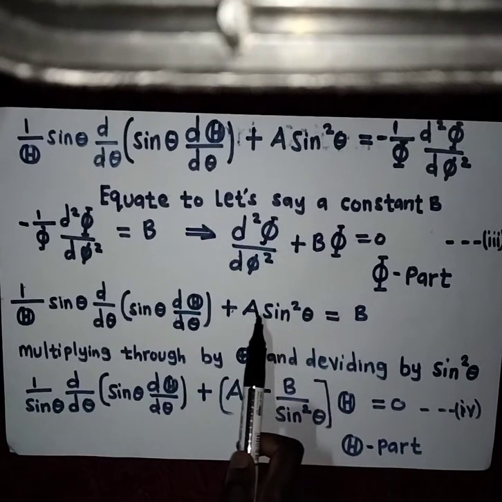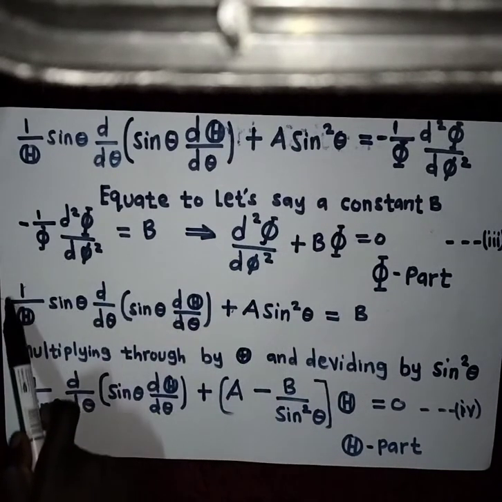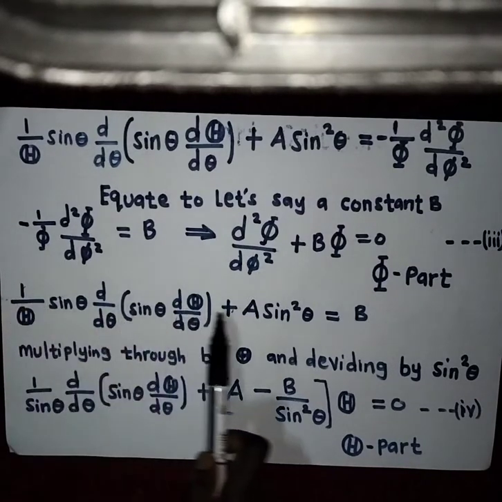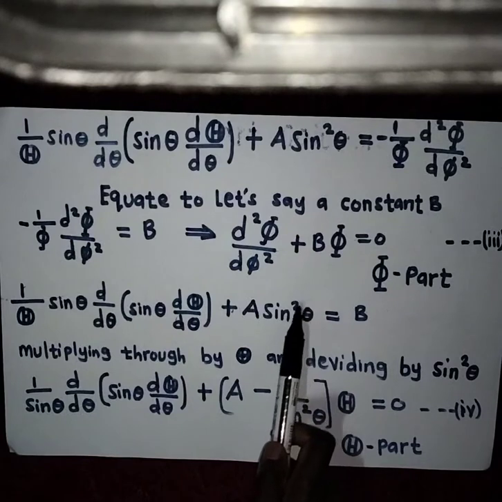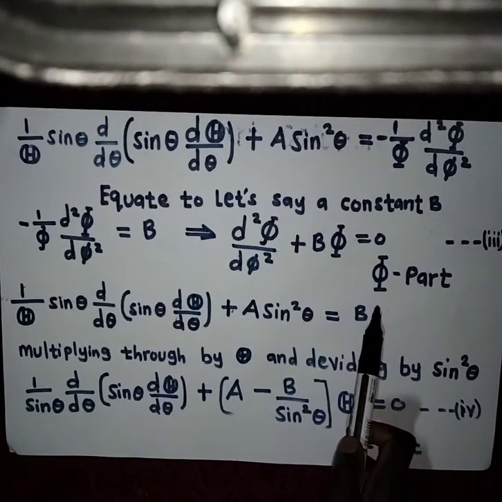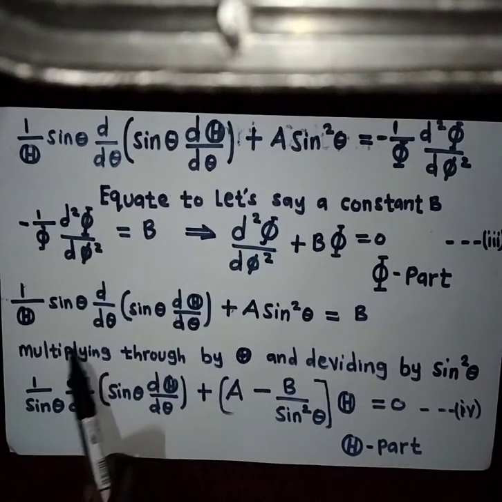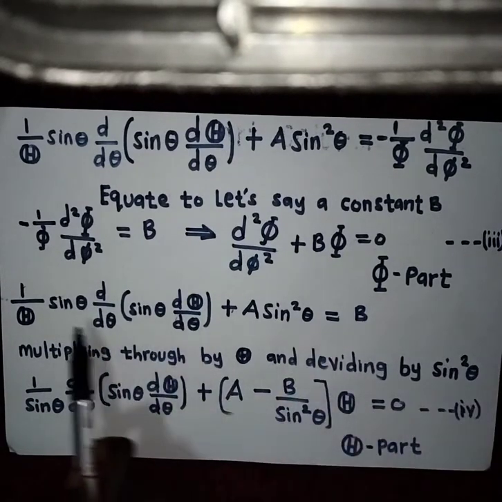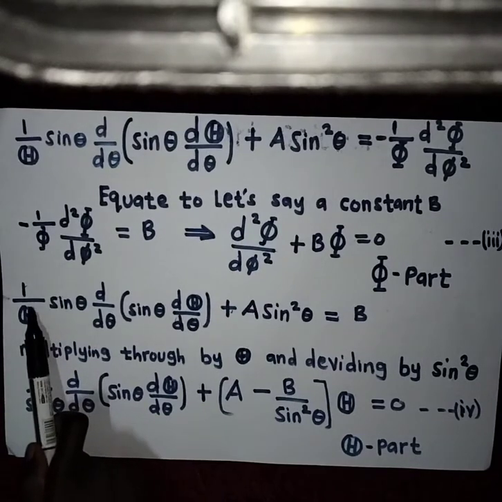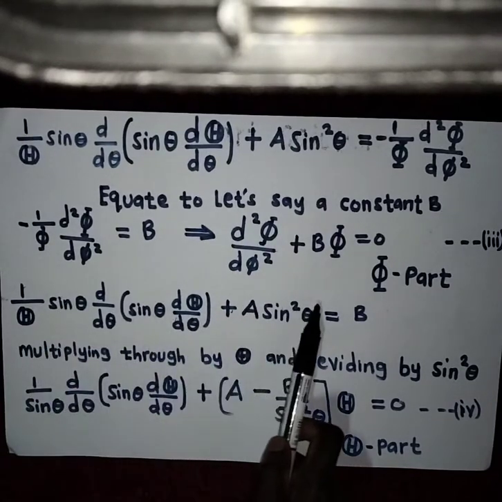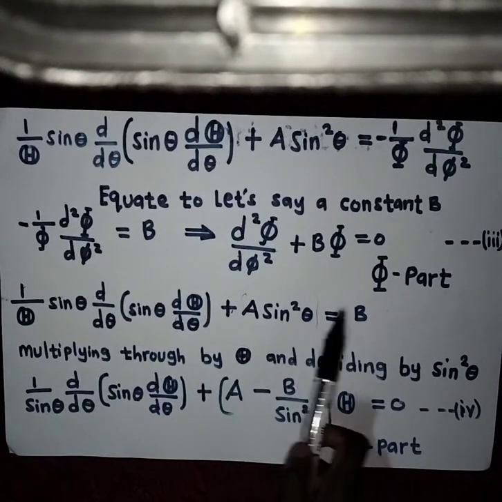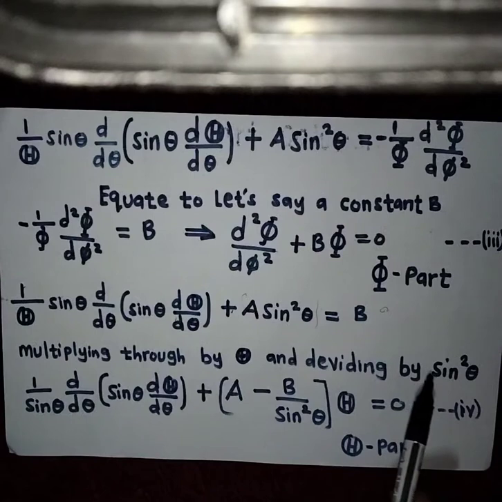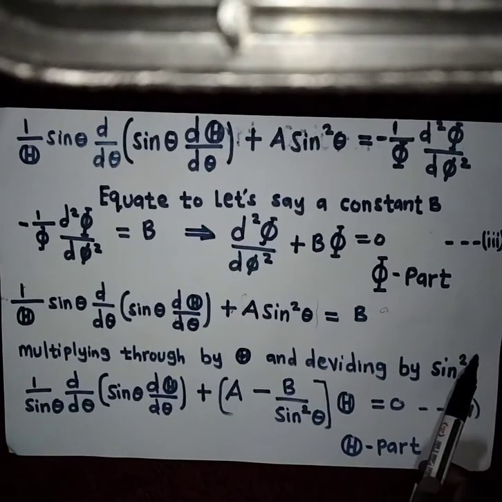So I'll do this. I want to make sure I do away with this fraction here, Θ. That means I'll multiply by Θ. I multiply here by Θ, also here I multiply by Θ. After multiplying that, I divide through by sine squared theta. If I multiply by Θ, it means this one will disappear, but I'll have Θ multiplying the whole of this function. Here also I have Θ multiplying the whole of that. Then I divide by sine squared theta.